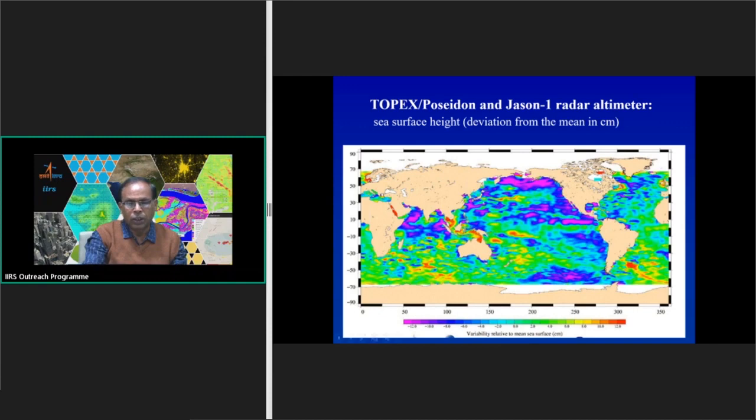Now this is the TOPEX Poseidon and Jason 1 radar altimeter data. The sea surface height elevation is in centimeters, and the bright patches are positive anomalies, and the cooler colors show the negative anomaly.